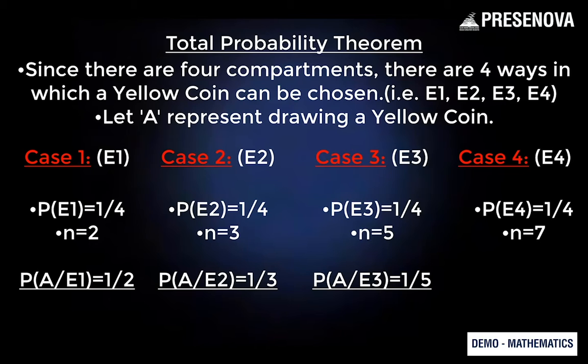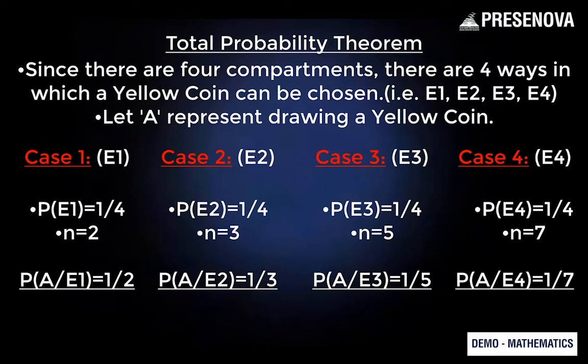The probability of choosing a yellow coin from the 7 coins can be written as P of A given E4. This is equal to 1 by 7, where the numerator 1 shows the number of yellow coins in compartment 4 and the denominator 7 shows the total number of coins in compartment 4. Now we have one step left to obtain our final solution.